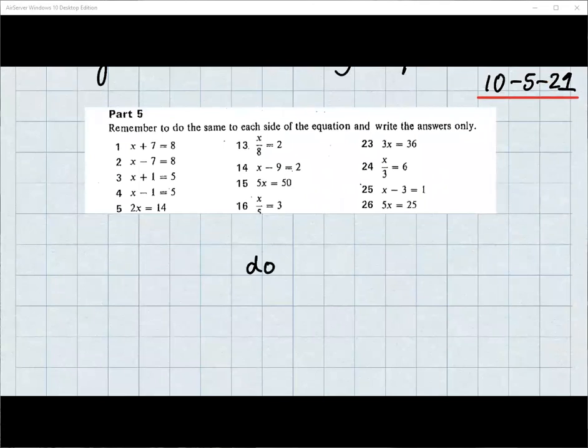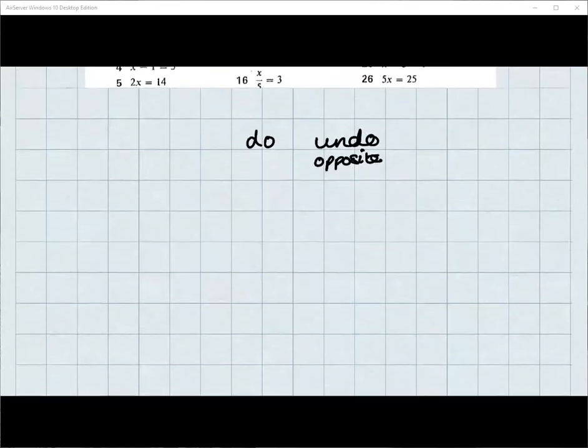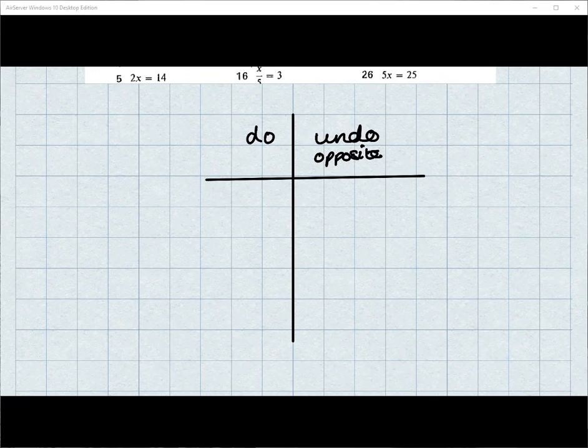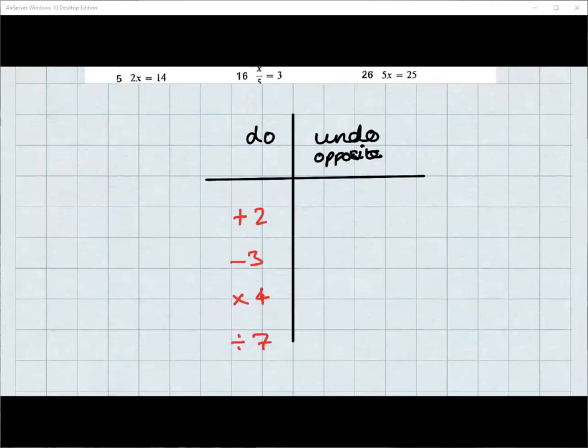So let's start off with first of all some basic ground rules on how to solve algebra. Do and undo, and the undo is really the opposite. Okay, all right, let's have Aisha please join me on this. So Aisha, I'm going to do an add 2, minus 3, multiply by 4 and I divide by 7. So the key thing that I need to concentrate on is not the numbers but the actual operation that we're doing.